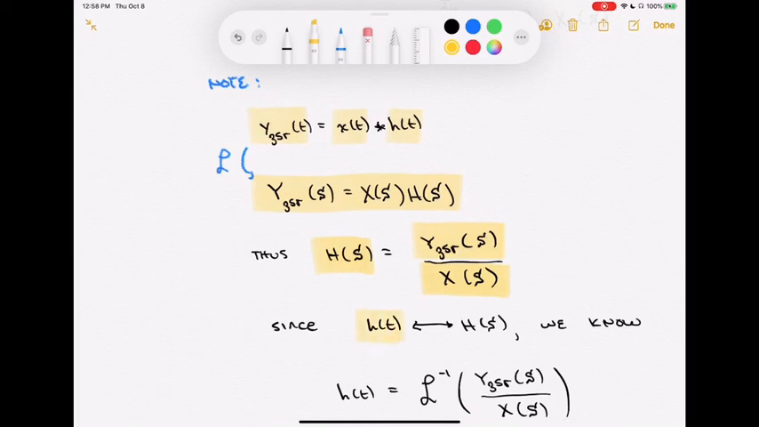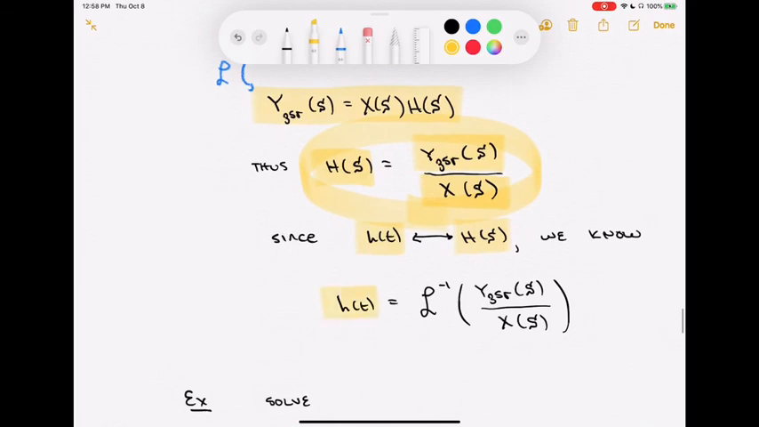Since our impulse response and that transfer function, that H(s), are a Laplace transform pair, we know that we could inverse transform that guy to get back my unit impulse response. So the unit impulse response, a different way of getting it, is the inverse Laplace transform of the zero state response over an input, something like that.